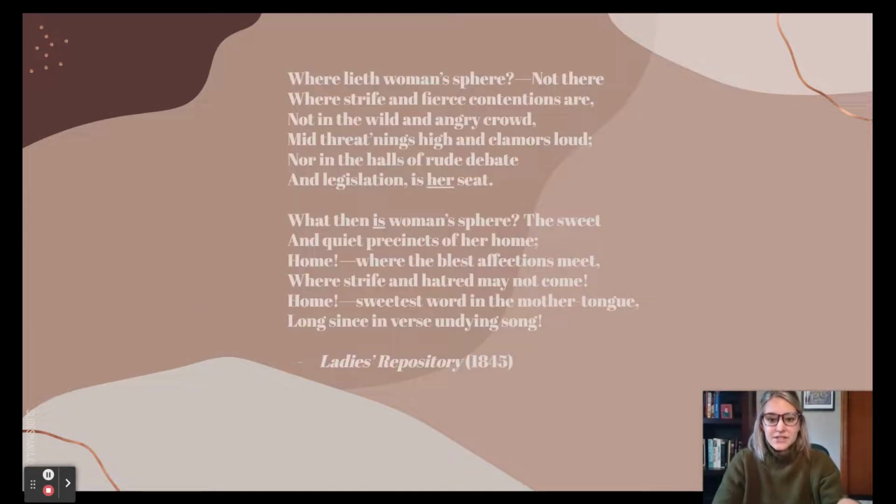Continuing on that idea, how did this affect the spheres of women? This is from the Ladies' Repository. "Where lieth woman's sphere? Not there, where strife and fierce contentions are, not in the wild and angry crowd, mid threatenings high and clamors loud, nor in the halls of rude debate and legislation is her seat. What then is woman's sphere? The sweet and quiet precincts of her home, home where the blessed affections meet, where strife and hatred may not come. Home, sweetest word in the mother's tongue, long since in verse undying song."